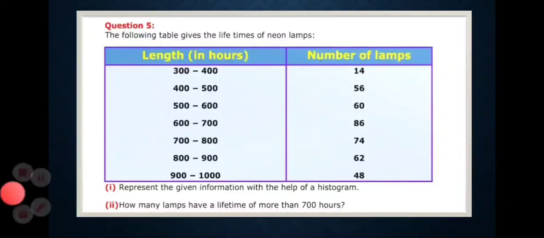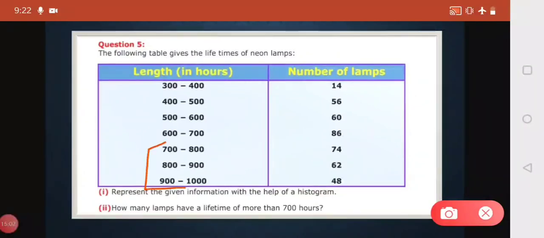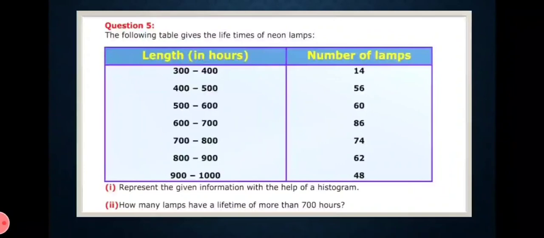From the table itself we can see that more than 700 means we have to select these 3. We have to add all these 3, and whatever summation comes, that is the number of lamps having a lifetime of more than 700 hours. So first let's represent the data as a histogram.